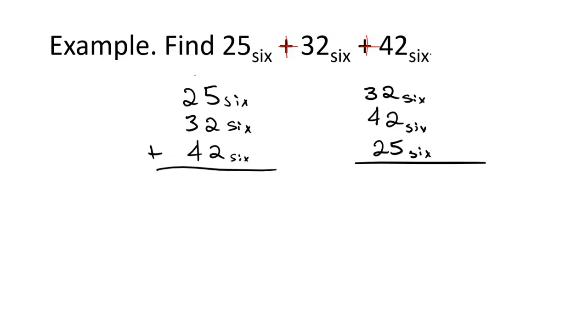I'm going to start on the ones. Let me separate my place values with a line. So I'm going to add 5 plus 2 plus 2. Just like regular digits, 5 plus 2 plus 2 would give me 9. But this is in base 6, so I need to write down the 9 in base 6. Let's write down some of the numbers in base 6. Base 6 allows digits from 0 all the way until you get to 5, one less than the base.